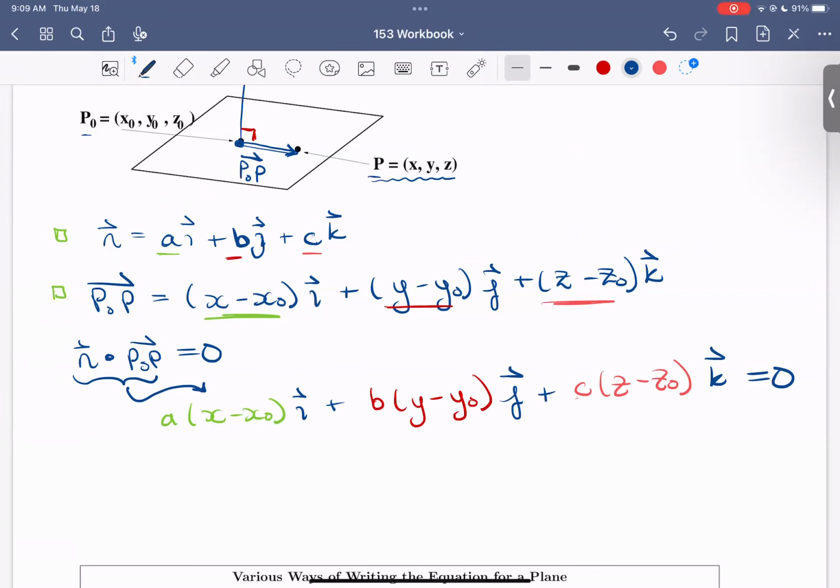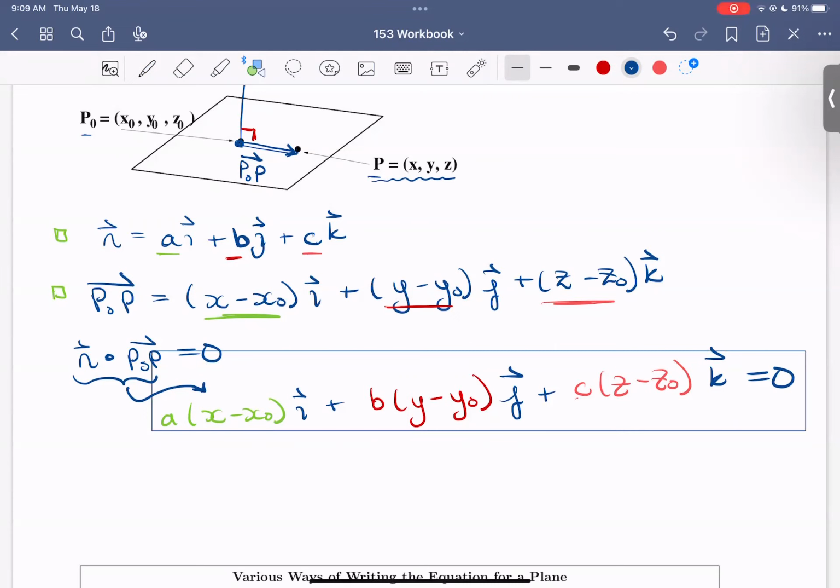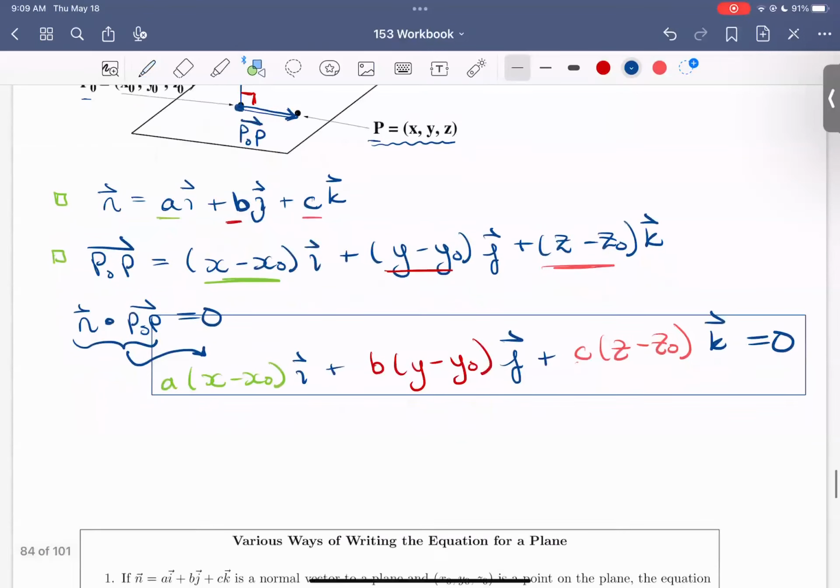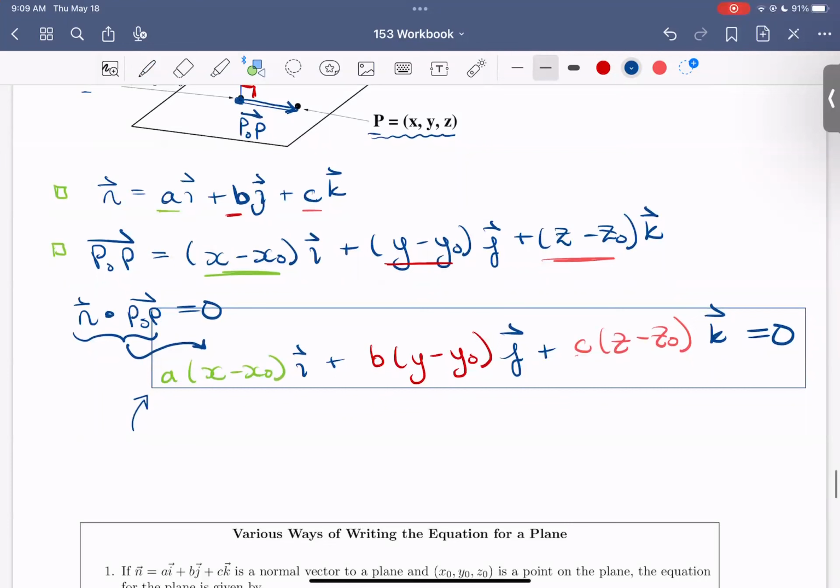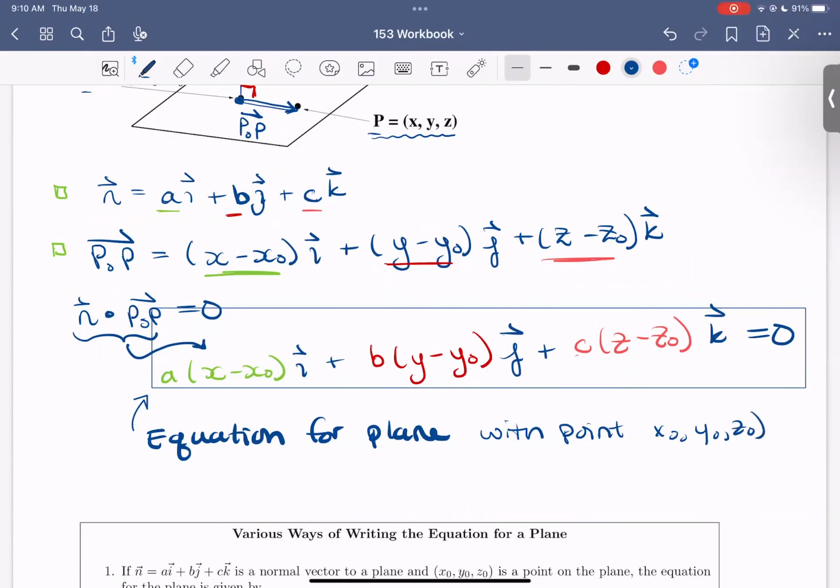So what we just wrote down here is another way of writing the equation of a plane. I'll write that down just so it's clear in our notes. So here is an equation for the plane. And for this plane in particular, we have the point x naught, y naught, z naught, and normal vector n.